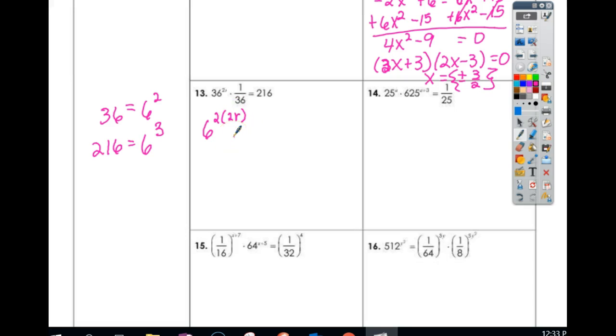So 1 over 36, what does that become? Negative 2. So it's 6 to the negative 2 equals 6 to the third. So 2 times 2r gives me 4r minus 2 is 3. So you add the 2.